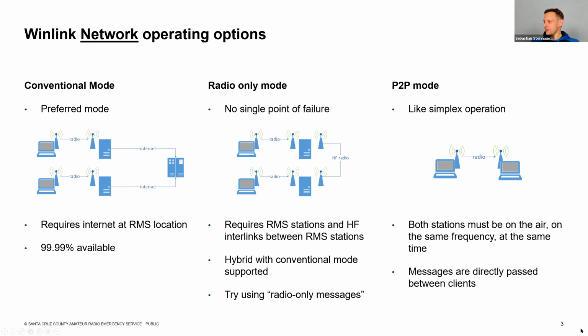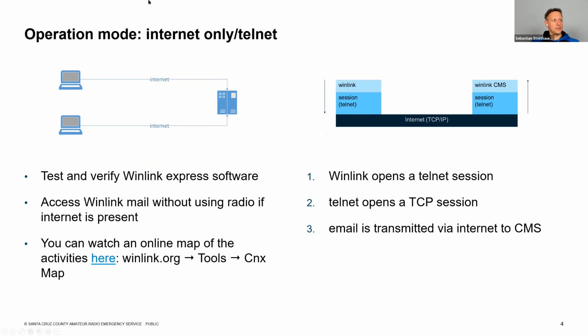And the setup that we are using today is this one, where you have a client without a radio that connects via the internet straight to the CMS that stores the message, and then a different client will connect directly via the internet to the CMS and obtain that message. And you can use that to verify that you have a working WinLink account. You can use it to familiarize yourself with WinLink and experiment with it.